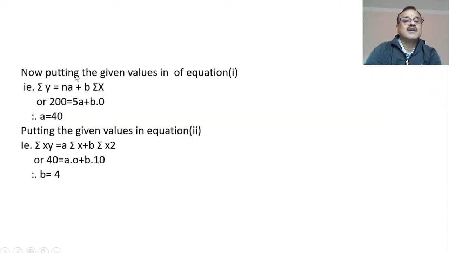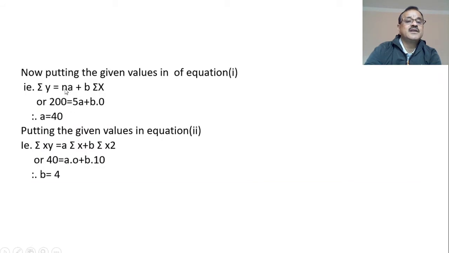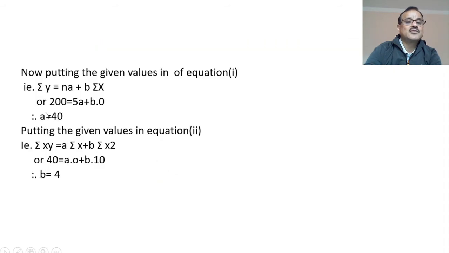Now we have the given equation: summation of y equals na plus b summation of x. The value of summation of y is 200, n equals 5. A is not given, b is not given. Summation of x equals 0. So this term becomes 0 and 5a equals 200, therefore a equals 40.